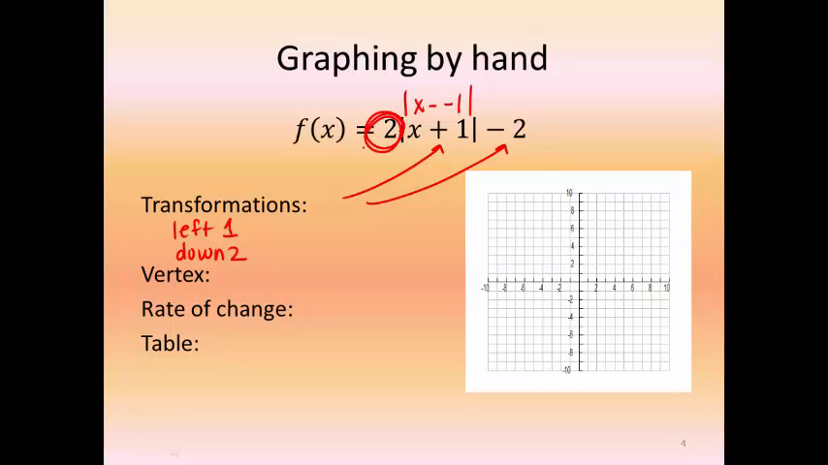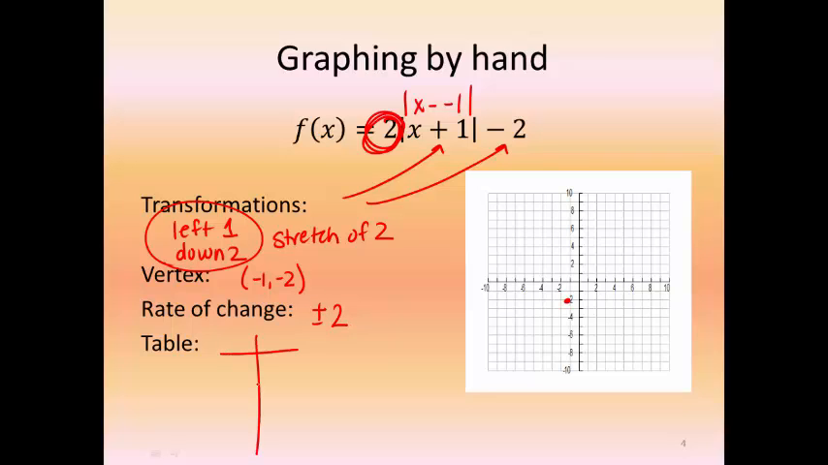Now we have this 2 in front, which is a stretch of 2. Our vertex still comes from the left and down. So we went left 1 and down 2, and that is going to be our vertex, negative 1, negative 2. My rate of change is plus or minus 2. Again, that's from the a value.